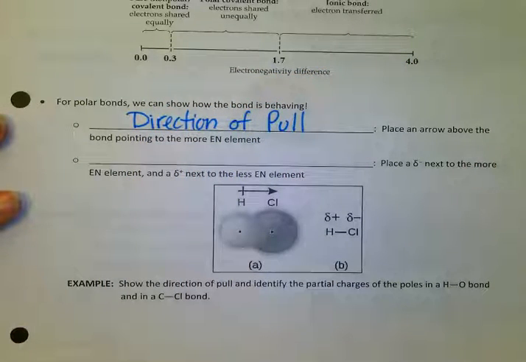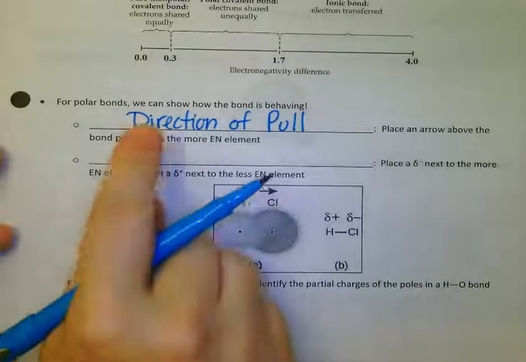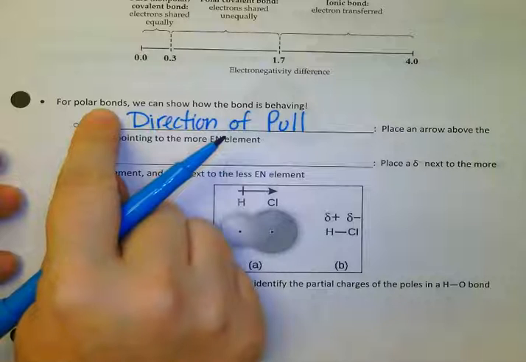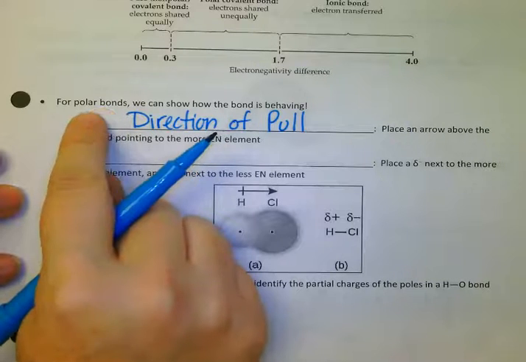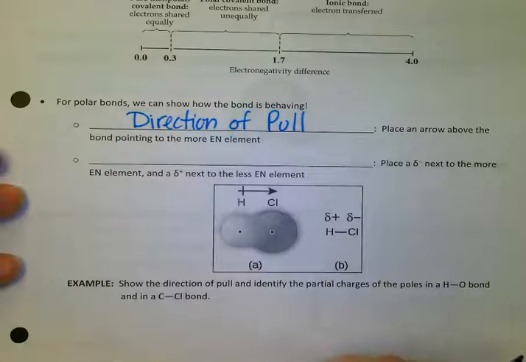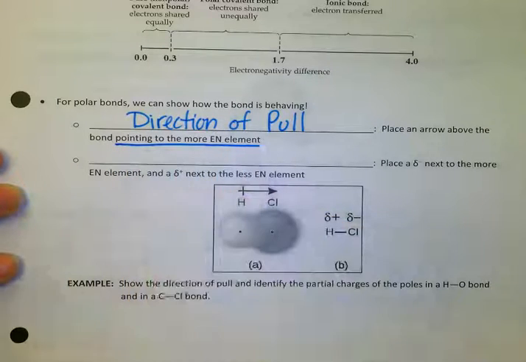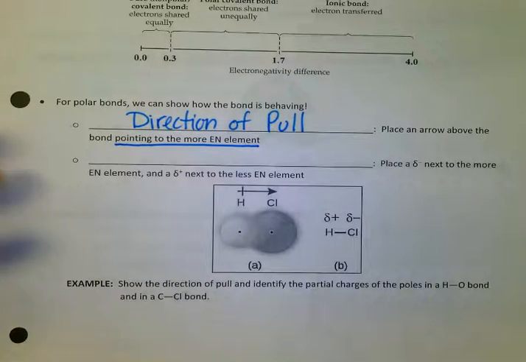The direction of the pole just shows which way the electrons are pulling. So if I'm a polar bond, that means electrons on one side must be pulling harder than electrons on the other side of my compound. When I draw the direction of pull, I draw that picture pointing towards the more electronegative element.